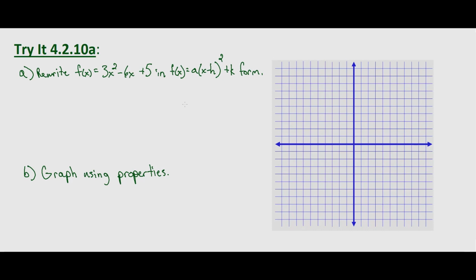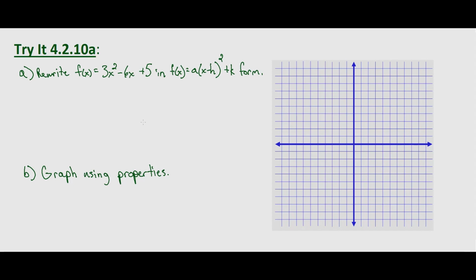In this problem, we're asked to rewrite f of x equals 3x squared minus 6x plus 5 in vertex form, a times x minus h squared plus k, and then we're asked to graph it using properties. So the difference between this and the last video try it exercise that we had is that after we complete the square, instead of using transformations, we're going to use properties, and essentially what that amounts to is we have the vertex in vertex form, and then we plot a couple other points.